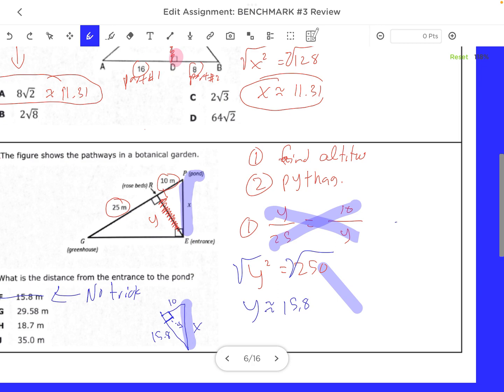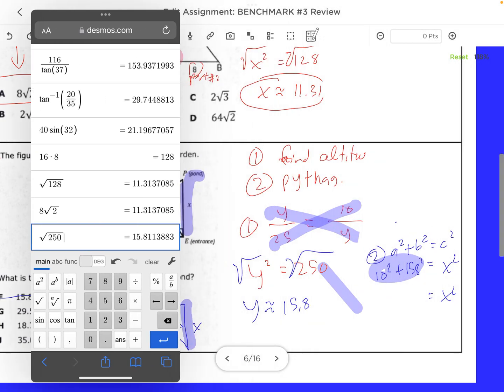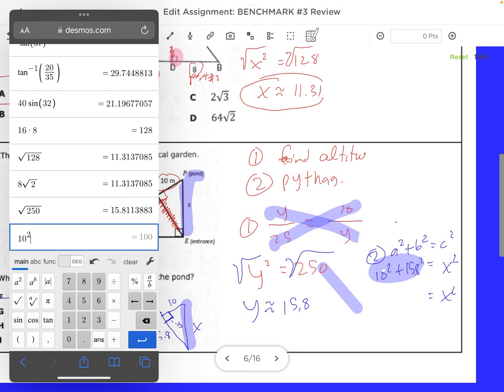So let's think about that. We said a squared plus b squared equals c squared. So c squared is what we're trying to find, right? So we're going to say 10 squared plus 15.8 squared. Now let's just put that into our calculator, and that's going to be equal to x squared, right? So let's do that. 10 squared plus 15.8 squared is 349.64. Okay, but we don't want x squared, we want x, right?